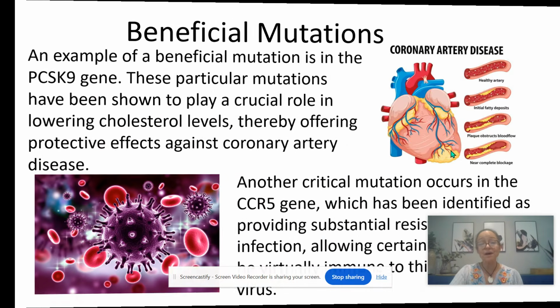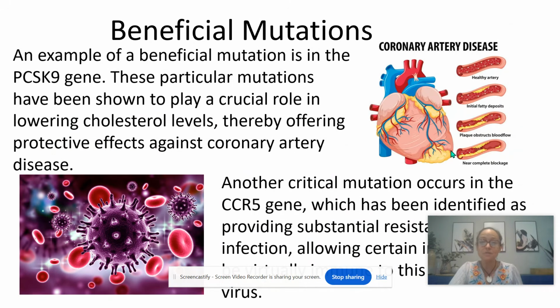Right? So when we talk about beneficial mutations, because not all mutations are harmful, some beneficial examples could be a mutation in the PCSK9 gene that actually lowers a person's odds for coronary artery disease, which means they're going to have less buildup of plaque within their arteries, which is then a good mutation to inherit.